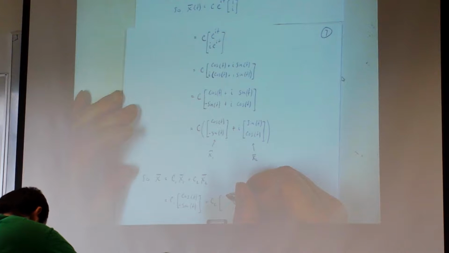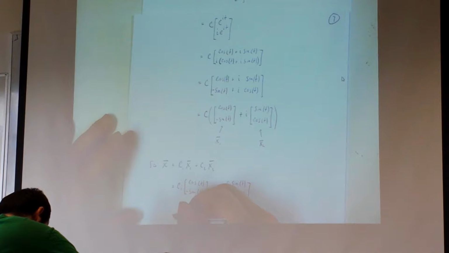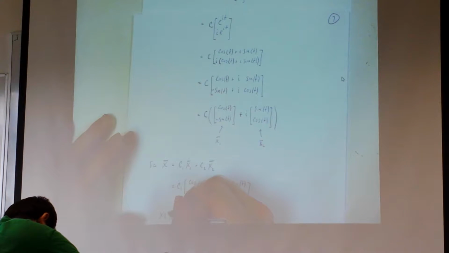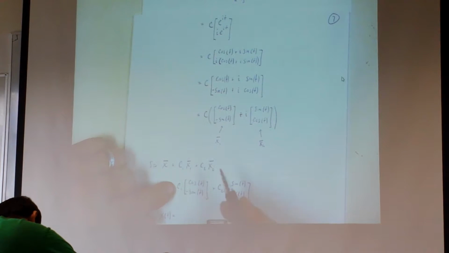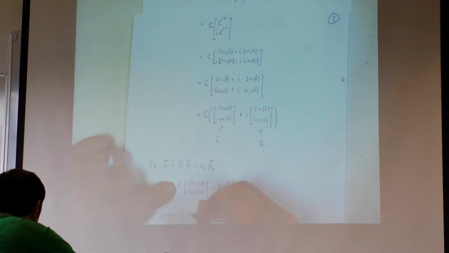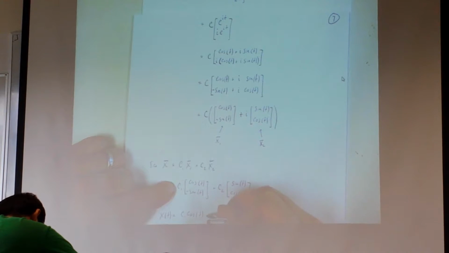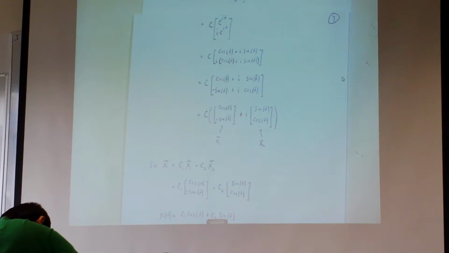Sine, cosine. All right, and then I want to break these out into their component functions. So x of t, notice no bar, I'm pulling out the first component. It would be c1 cosine t plus c2 sine t.